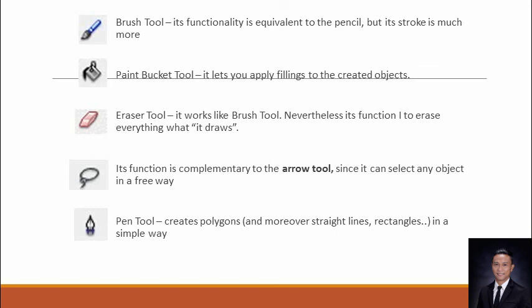Paint bucket tool. It lets you apply fillings to the created object. Eraser tool. It works like brush tool. Nevertheless, its function is to erase everything. Lasso tool. Its function is complementary to the arrow tool, since it can select any object in a free way. Pen tool. It creates polygon.